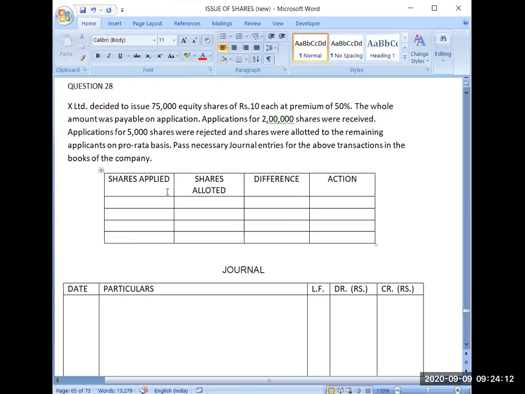So first column is shares applied, then second column is shares allotted, and then this is the difference between shares applied and shares allotted, and what action we will be doing for this difference, that we will be writing in this column.